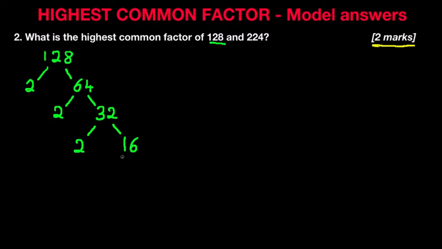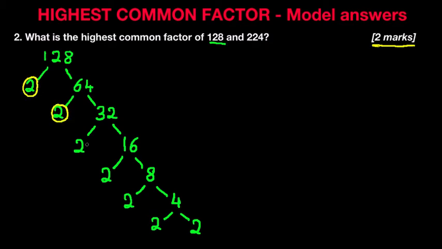Okay, and we're going to keep doing this. 16, another even number, divided by 2 is 8. 8 can be divided by 2. 4 divided by 2 is 2. So we've reached the smallest prime number. That's good practice just to circle all of the prime factors. Quite a lot of them, and all of them are 2.